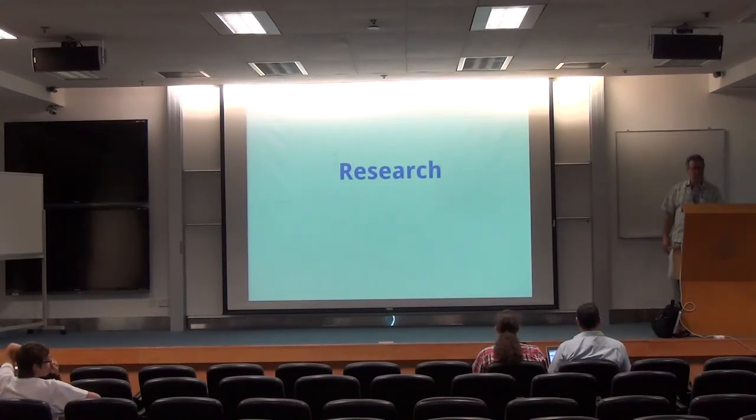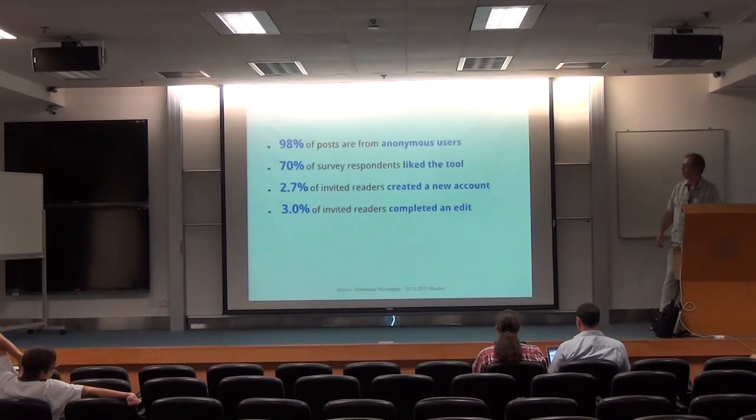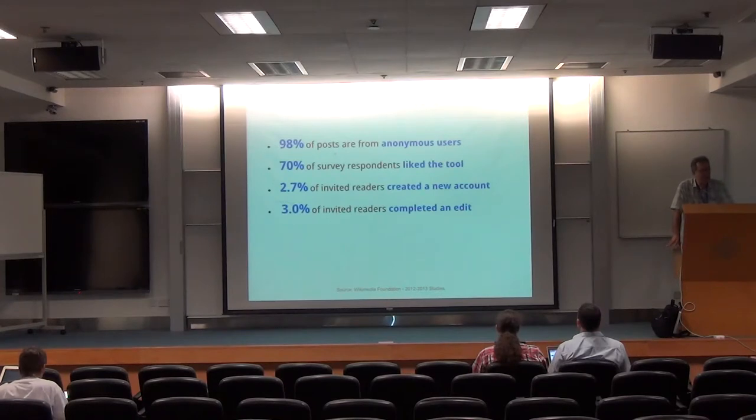So now I'd like to share a little bit of research about what we've learned from the tool ever since we introduced some of the new features that Paul just demonstrated. The first thing, and that's been the case ever since we started the tool, is that 98% of the posts are from anonymous users. So this is really working primarily for readers. When we do a survey, about 70% of the survey respondents like the tool.